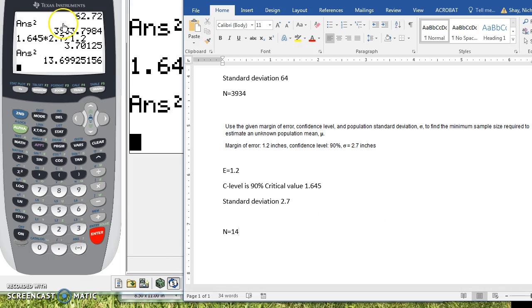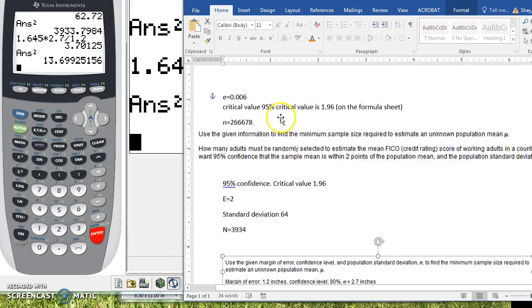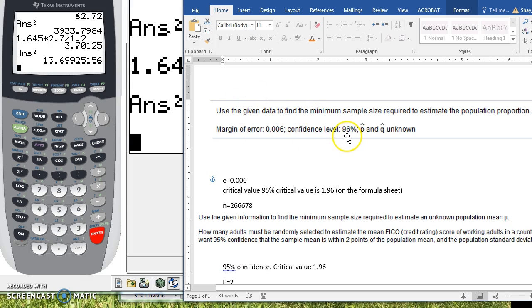So I hope this helps. If you have any other questions, let me know. I'll go back and take a look at this quiz question for you because that should not have been 96.